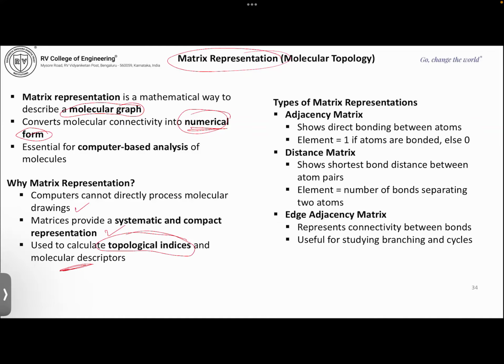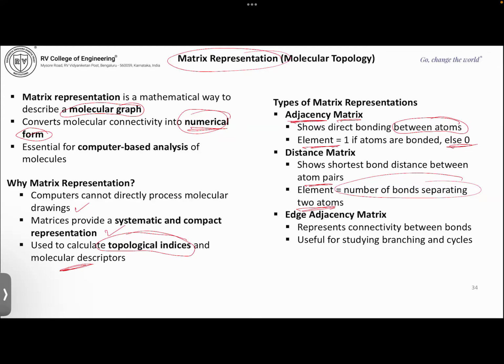So what are the various types of matrix representation that you're going to study? The first one is the adjacency matrix. It shows direct bonding between the atoms. So the element is 1 if atoms are bonded, or else 0. Distance matrix: this is the second type of matrix representation. It shows the shortest bond distance between pairs of atoms, that is, the number of bonds separating two atoms. This is one element.